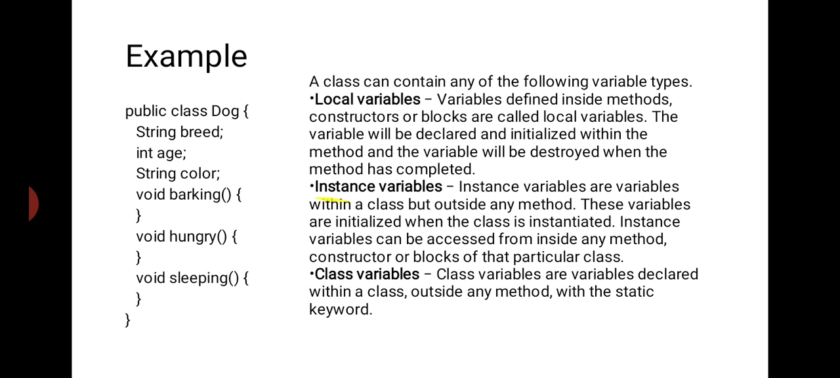We have already seen the instance variable. And class variables are variables declared within the class outside any method, and declared with the keyword static. Now these are the three types of variable.